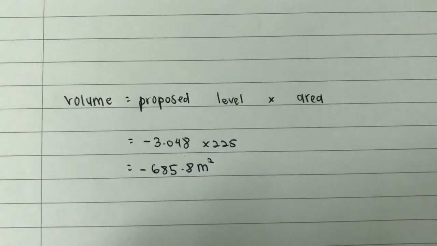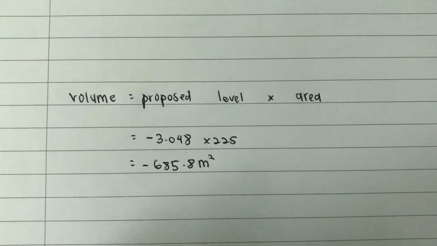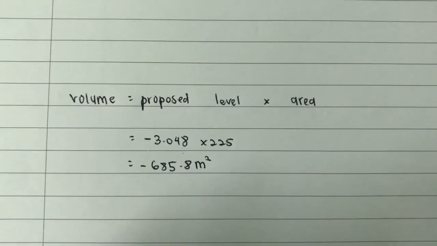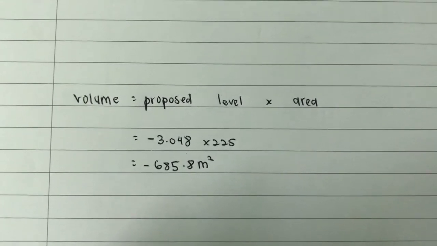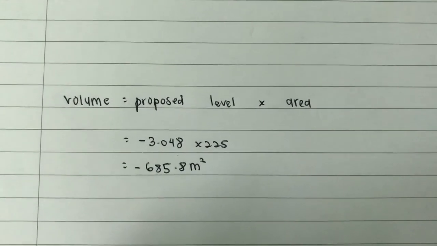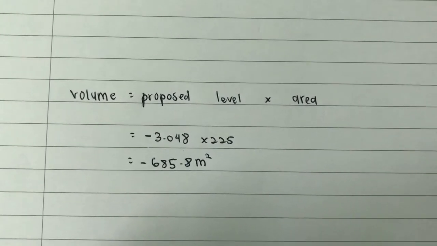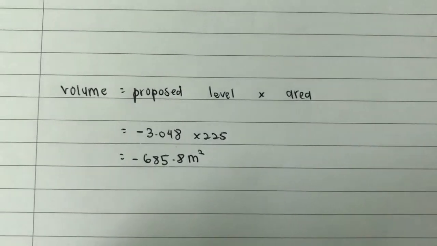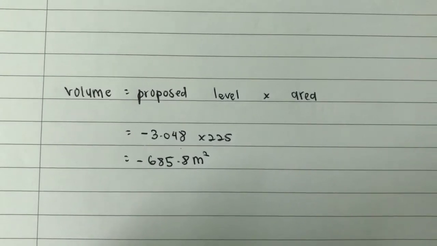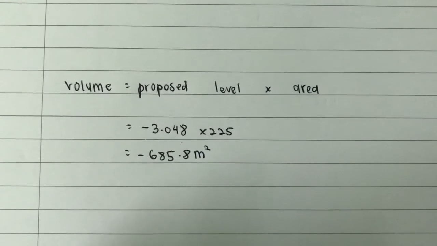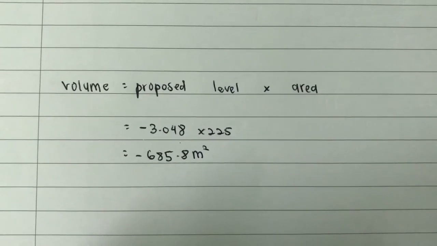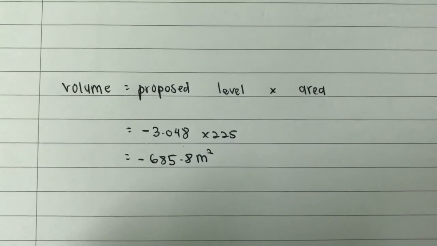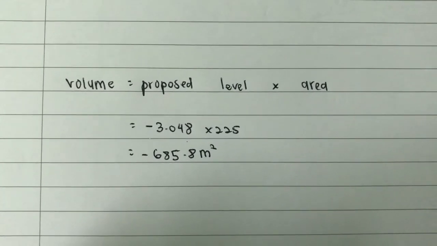To calculate the volume, the formula is proposed level multiplied by area. For the area, we are using scale 1 cm to 15 meters, so that means the area is 15 multiplied by 15. That's why we got 225. And we multiply it with negative 3.048, which is the proposed level from the previous calculation, and we got negative 685.8 meters squared, which is the volume that needs to be filled at the location.